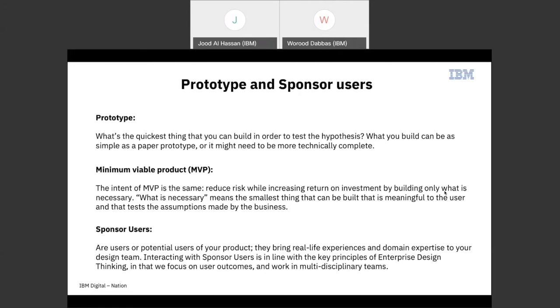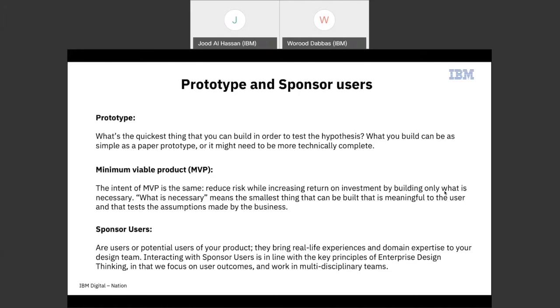MVP is minimal viable product, where it means what is actually necessary, and this is the smallest thing you can build, and it would be kind of a test for your audience if it's actually important or not. So that's why it's actually very important to do a minimal viable product at the beginning, so you don't just come up with a product and it just goes to waste.